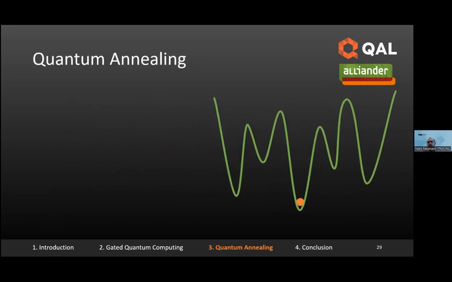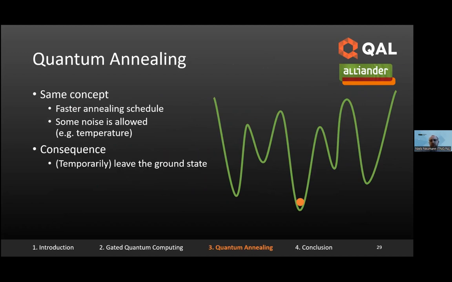And quantum annealing works similarly. However, quantum annealing does the same procedure, but it does it faster. So it evolves the Hamiltonian from simple to complex much faster. Therefore, your quantum state can leave the ground state. And even if it leaves the ground state, there's still some good probability that it's close to the ground state and that it's not too far. And that's also because of the tunneling effect.